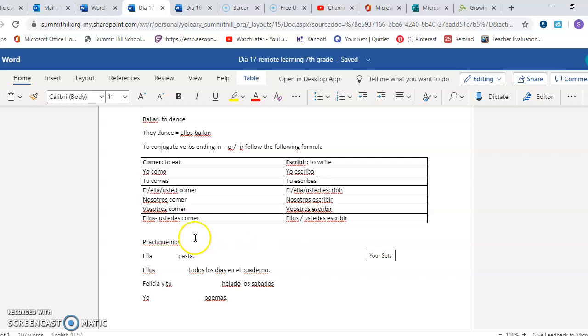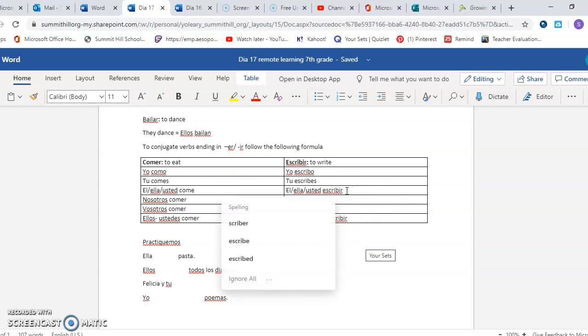For the él, ella, and usted, you cannot use comer. You cannot say él comer, he to eat, ella comer, she to eat. You need to conjugate. Take away the ER ending and put an E. Él come, ella come, and usted come. He eats, she eats, and you eat.